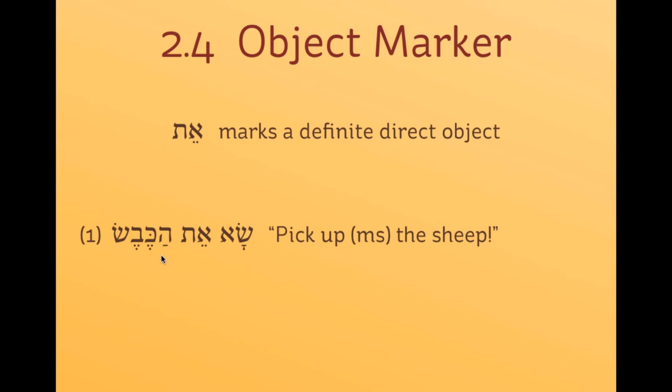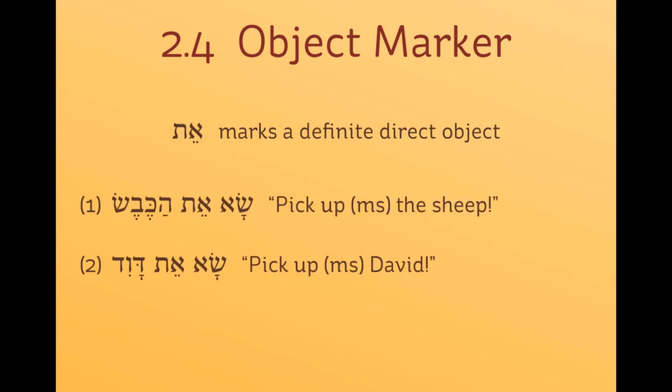And ha kevis as a definite noun is the direct object of this imperative sa, and so we stick in the object marker directly before the definite direct object. Sa et ha kevis. Number 2 shows that et precedes all definite direct objects, whether or not they have the article. So this is a proper name, David, and it's the direct object of the verb sa, and so you also get et. Sa et David.